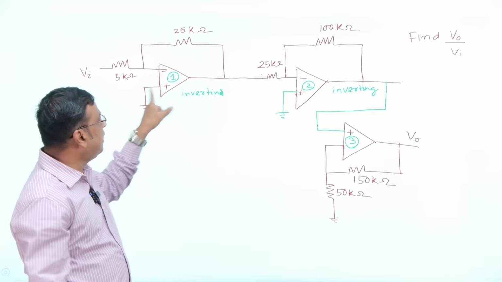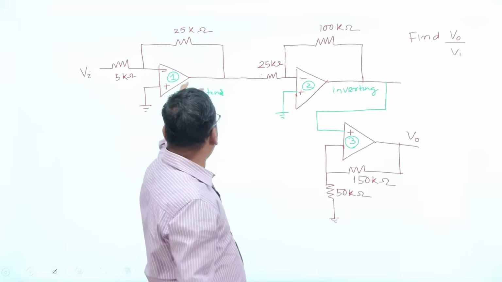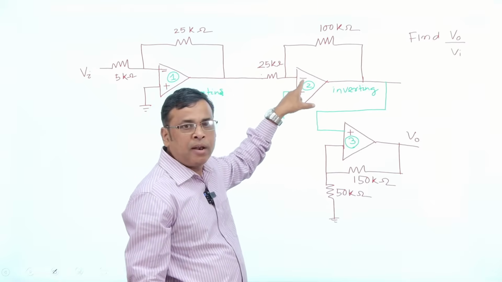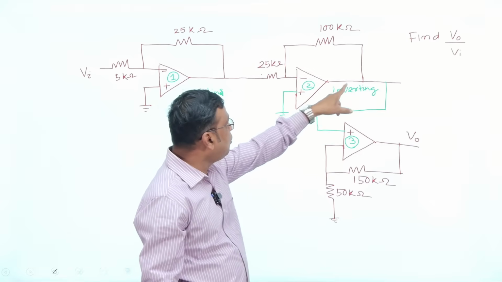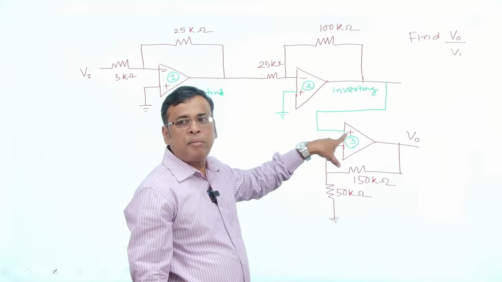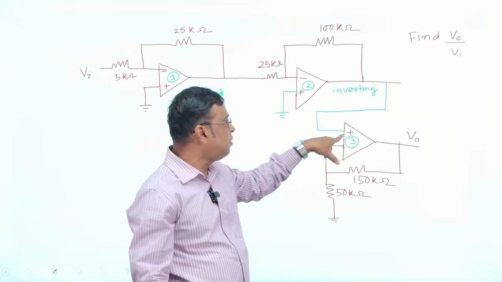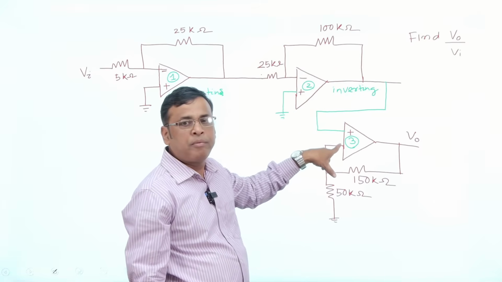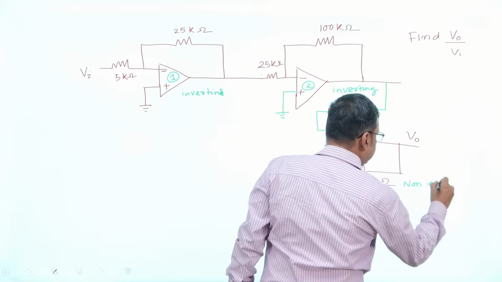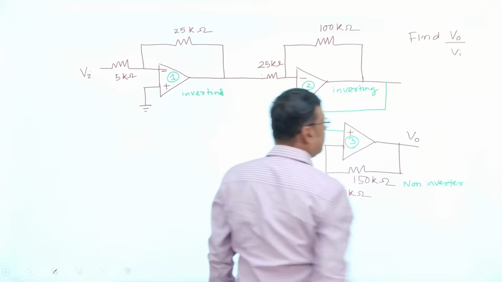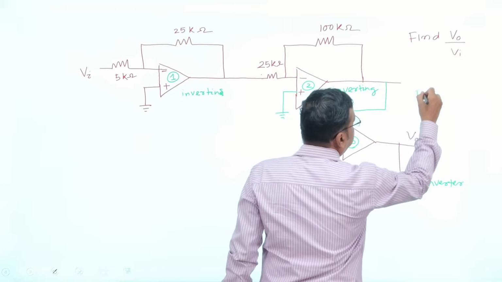This is your op-amp 1 is inverting, this is your op-amp 2 is inverting also, because output of the op-amp 1 is given to the negative terminal of the second op-amp, or inverting terminal, that's why it is also inverting op-amp. And output of the op-amp 2 is given to the non-inverting terminal of the op-amp 3. This is your non-inverter. Clearly the output of the op-amp 2 is given to the positive terminal of the third op-amp, so that's why it is a non-inverter. This is your non-inverting operational amplifier.